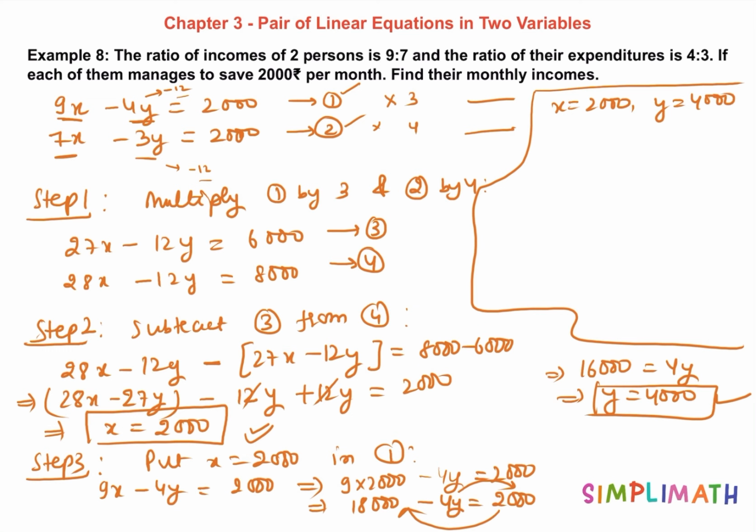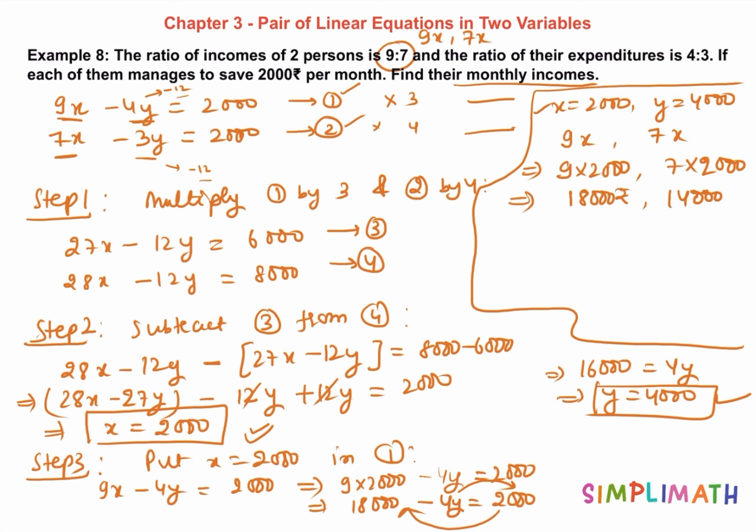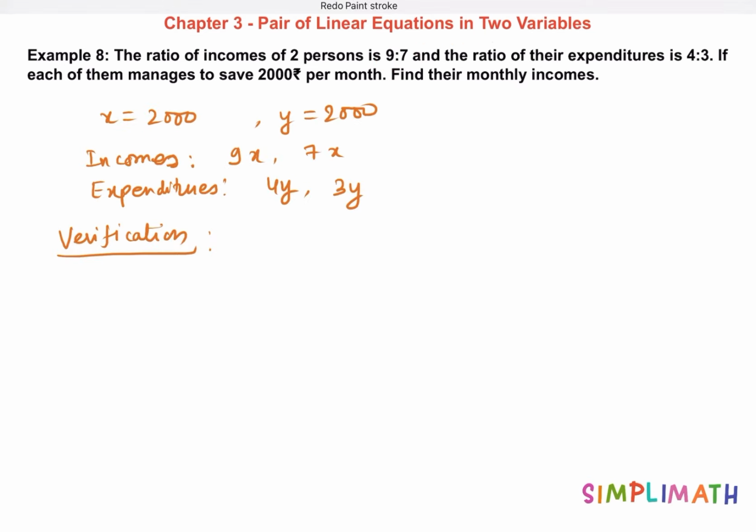Now we have to find the monthly income. Now the monthly income of the two persons is 9x and 7x. Now we have the value of x. So we can say that the incomes of the two people are 9x and 7x. That means they are 9 into 2000 and 7 into 2000. That means the incomes are 18,000 rupees and 14,000 rupees, right?